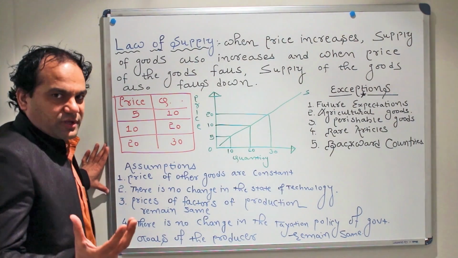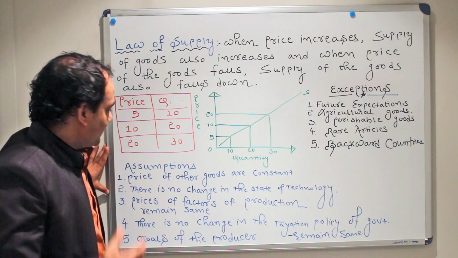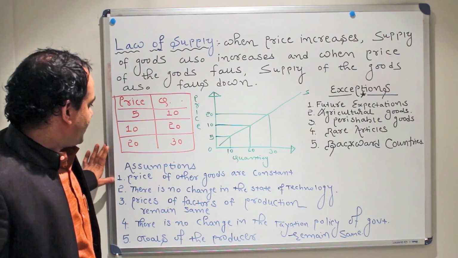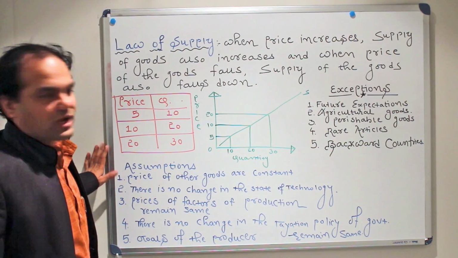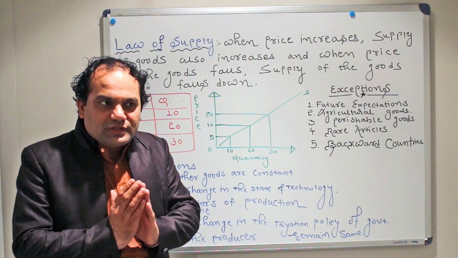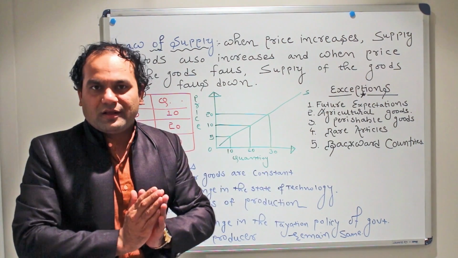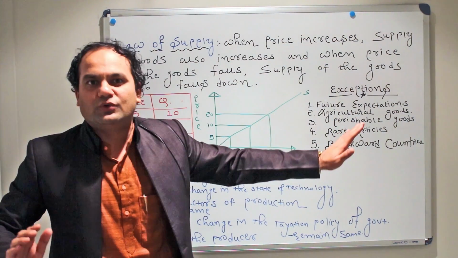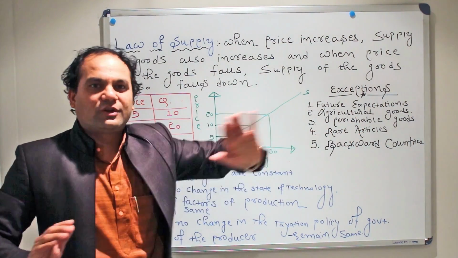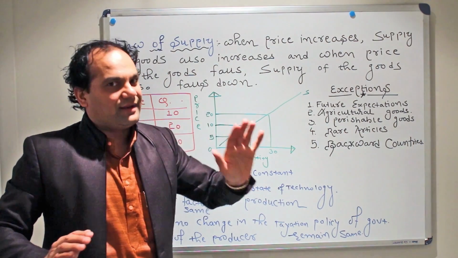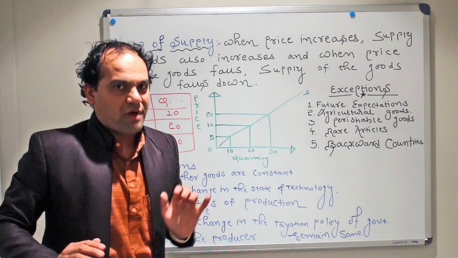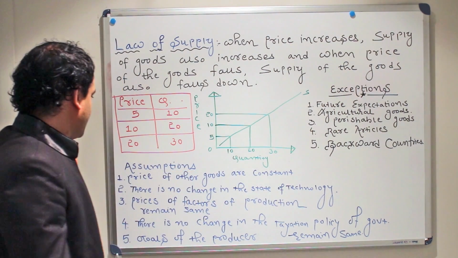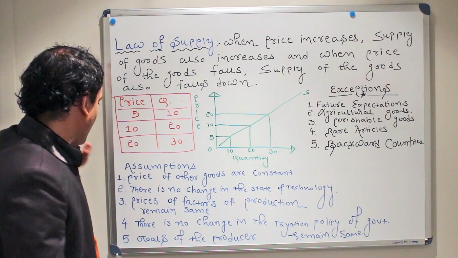So what are the assumptions that have to remain constant if we want our law of supply to work? The first of them is that prices of other goods are constant. There is no activity happening in the market. The other goods are stable. There is no change in the price of other goods. If the prices of other goods are fluctuating, then our law of supply might not work. So prices of other goods are constant. This is the prime assumption of the law of supply.